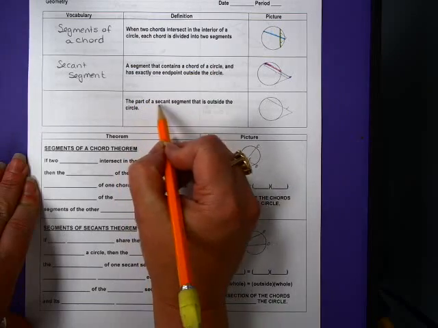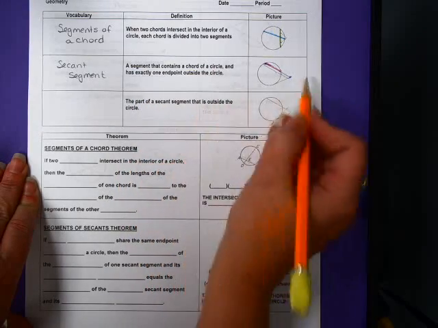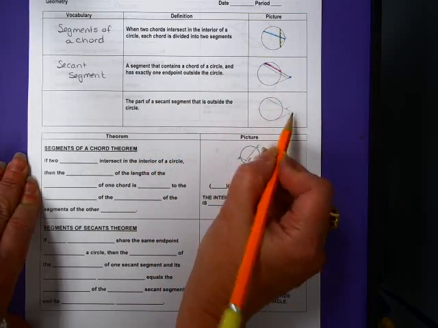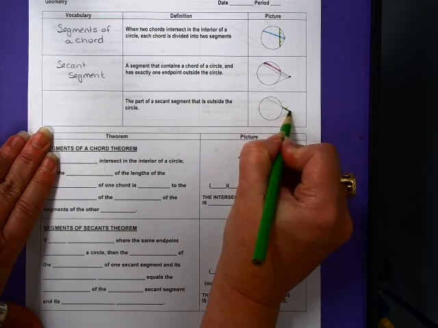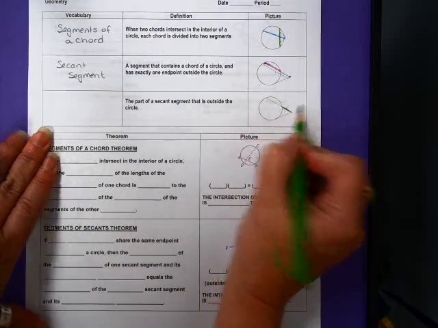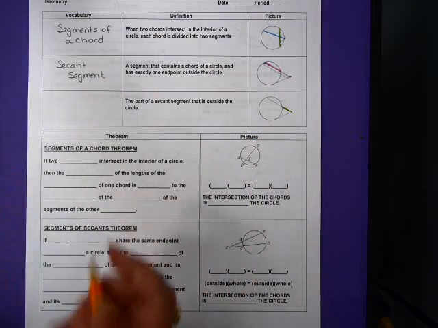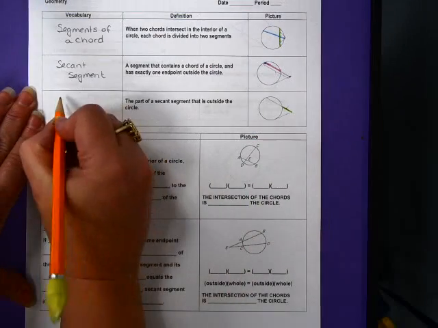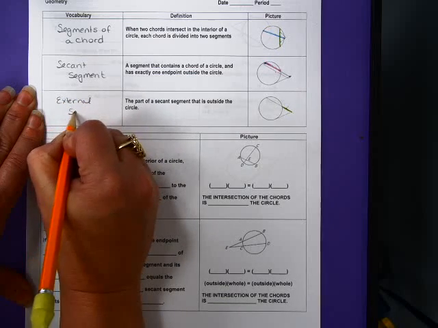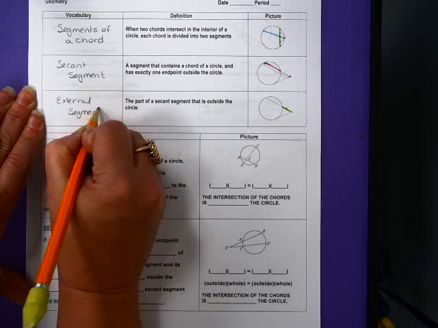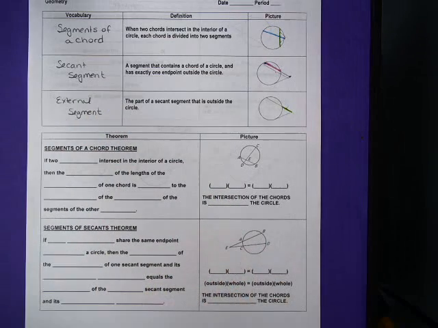Next, the part of a secant segment that is outside the circle. So this piece out here, right here, I have the secant segment, but we're talking about this piece right here, this segment. That's called the external segment. Okay, so now we have a couple of theorems to go through.